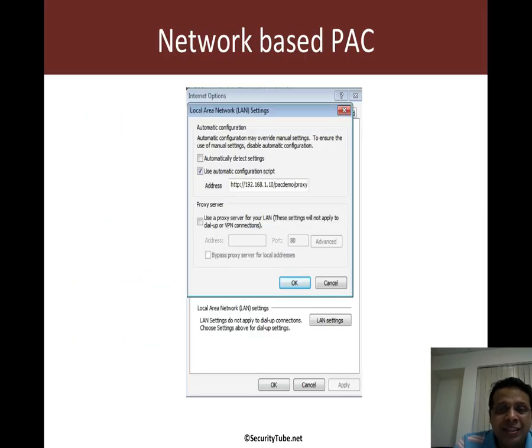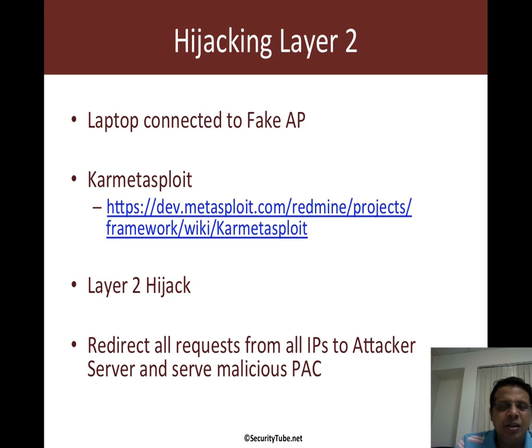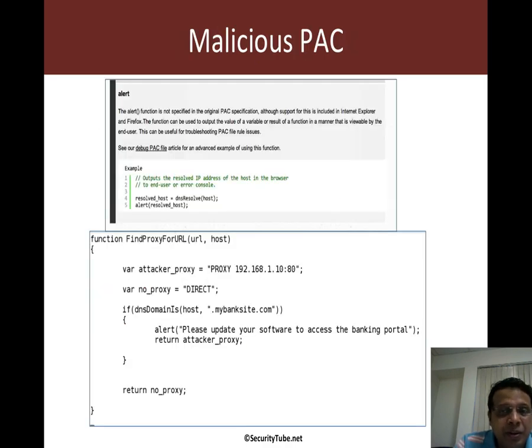Now, once a machine connects to the attacker's fake AP and he hijacks layer 2, then your browser will try and make a request to fetch the proxy.pac file just to check if something has changed. The attacker will then respond to that request and inject a malicious PAC file, right? This PAC file could do a lot of interesting things. Now, one of the things which I found was that alert in JavaScript is an allowed function in a PAC file.